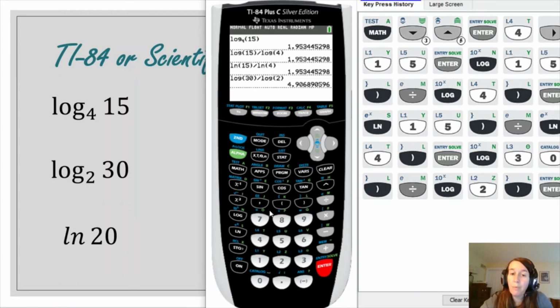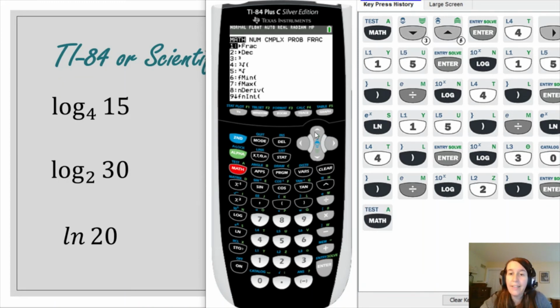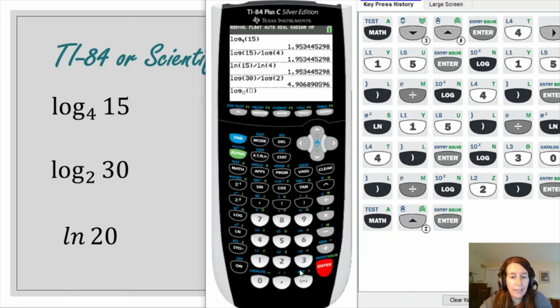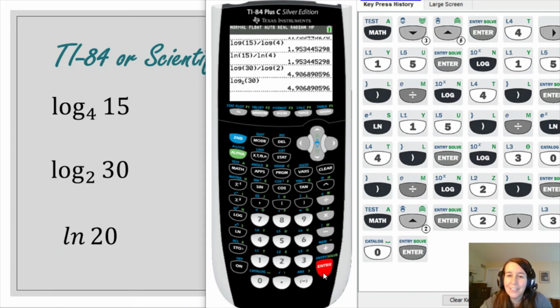Okay, and remember then, the other way to do that if you have a newer calculator is to go to math, and then hit the up button twice to get to log base. Hit enter. And then we were doing log base 2 of 30. So we get 4.907 again.